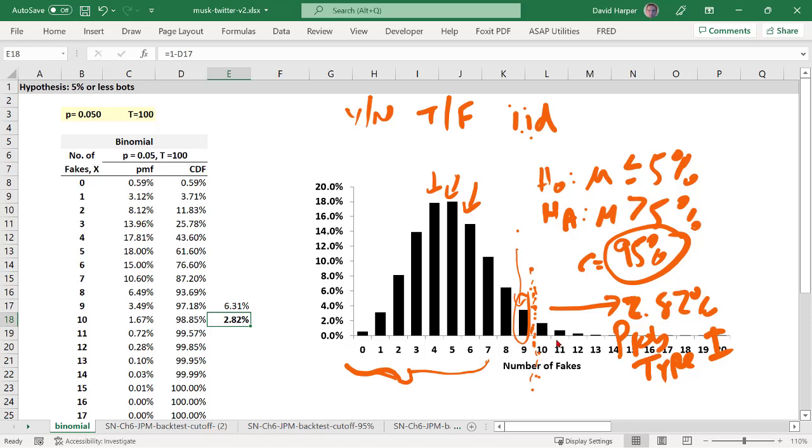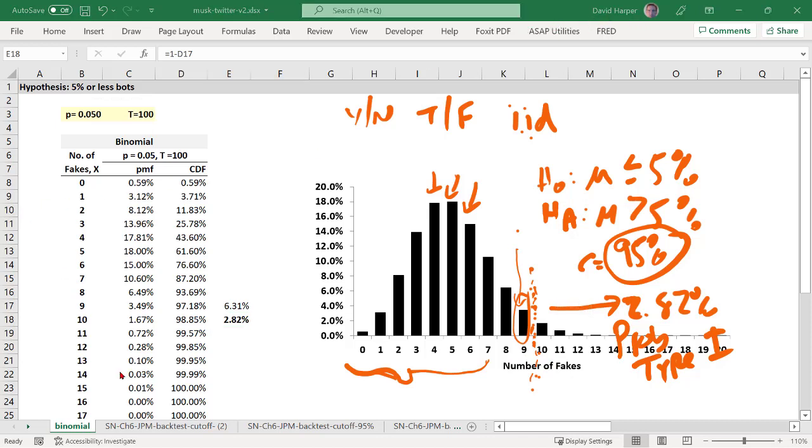Maybe the actual amount is 9%. The actual number of bots on the platform is 9%. He observes 9. Well, that's the mean. So that's a completely plausible outcome. But in that case, it's barely under the cutoff because of the decision trade-off. He accepts the null, but the null was false, and he's committed a type 2 error. So it's a trade-off as to where we do this cutoff, which kind of error we have, and the cost of each error.